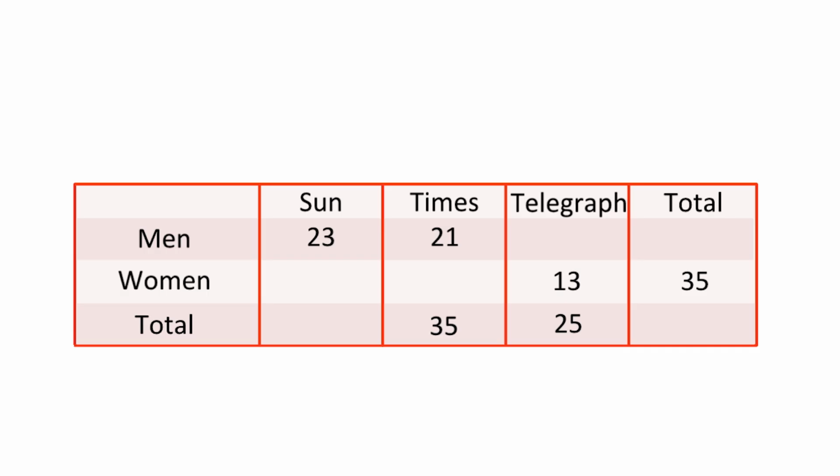So if we look at our table, one of the first ones we can work out is the number of men who read the Telegraph, because it shows us in the table that 13 women read the Telegraph and 25 people altogether read the Telegraph. So therefore, quite simply, the number of men who read the Telegraph would be 12.